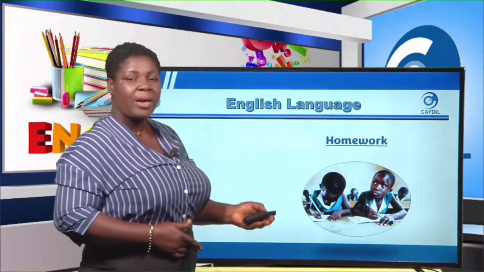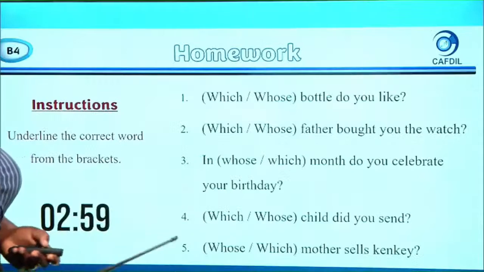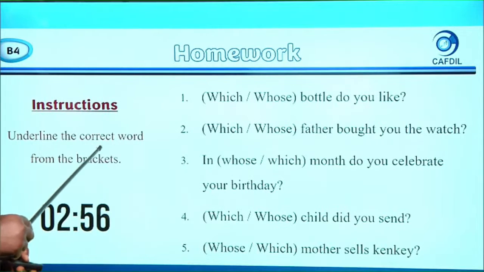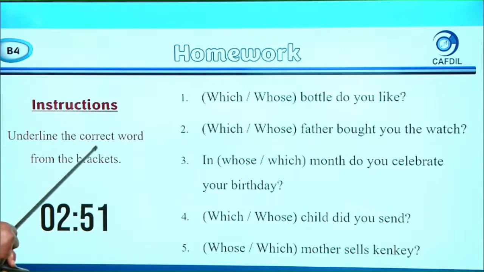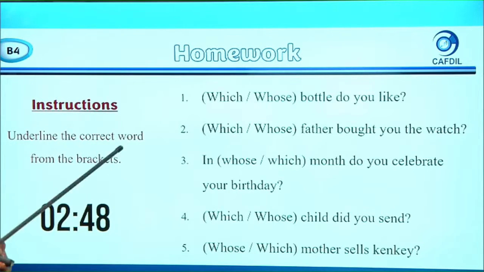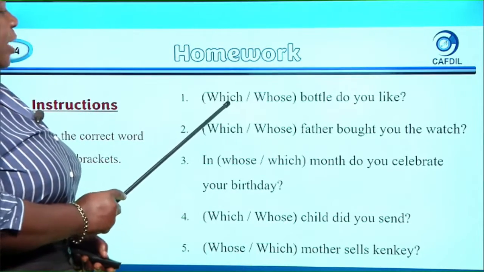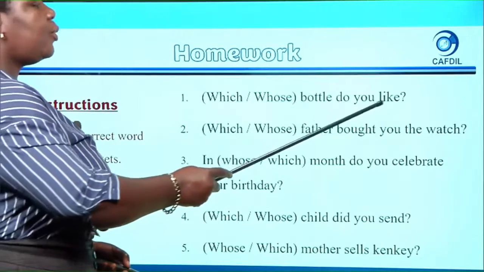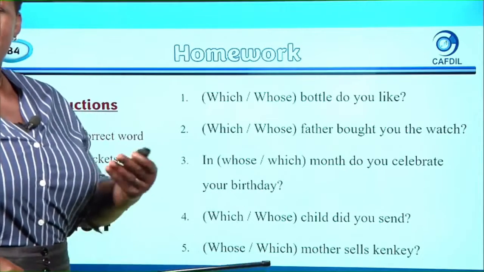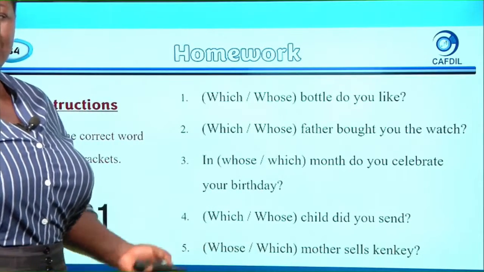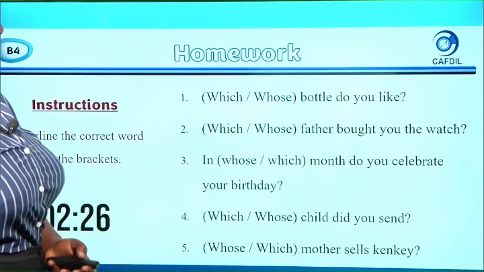So we have come to the end of this lesson, but I cannot leave you like that. I have some homework for you to try your hands on. In the homework, you are going to underline the correct word from the brackets. So let's go over the homework. Which, whose bottle do you like? Before you choose your answer, you check: is the question asking about a person, a thing, or an animal? Then you will know which of them to underline.